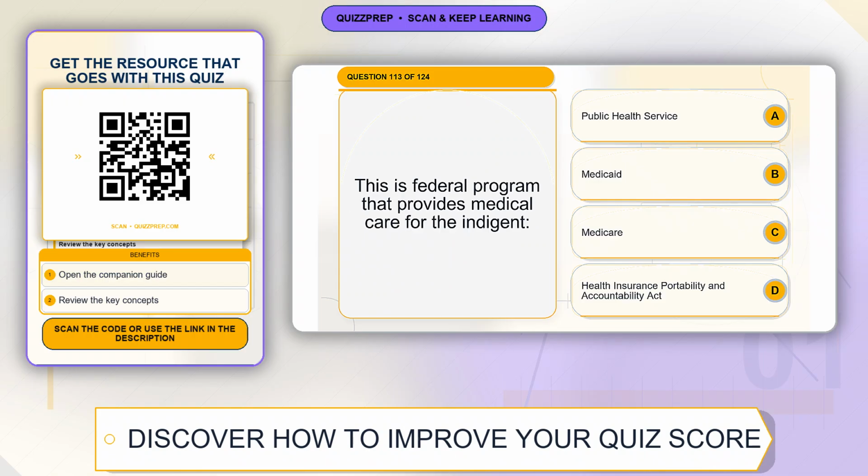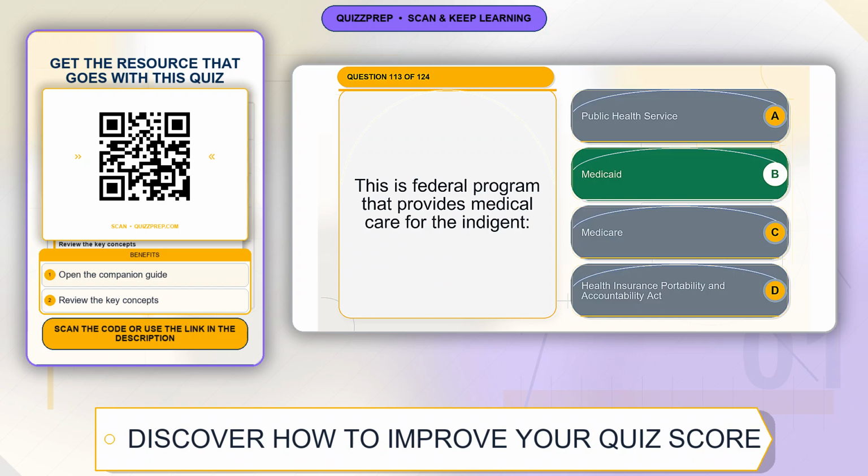Question 113. This is a federal program that provides medical care for the indigent. Option A, Public Health Service. Option B, Medicaid. Option C, Medicare. Option D, Health Insurance Portability and Accountability Act. The correct answer is option B, Medicaid.